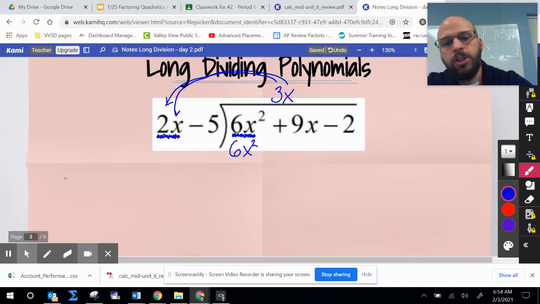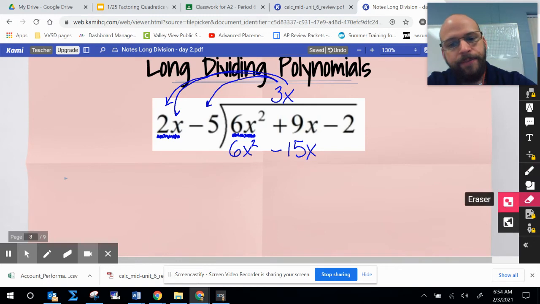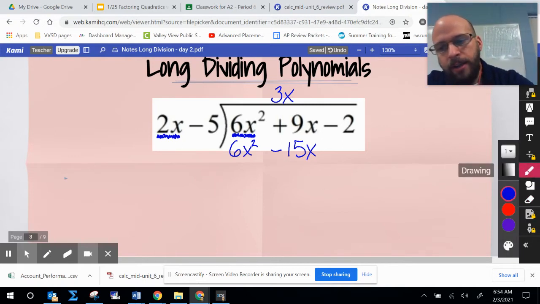Now, you can't just multiply the 3x by the 2x. You have to multiply the 3x times the negative 5. So 3x times a negative 5 would become a negative 15x. I'm going to erase some of these arrows. But I took that 3x and multiplied it to both terms of the expression on the outside.